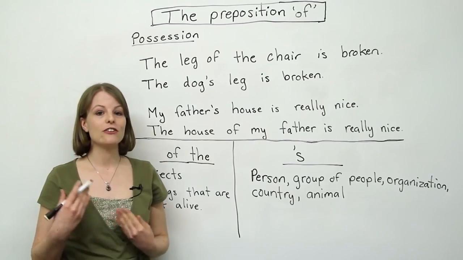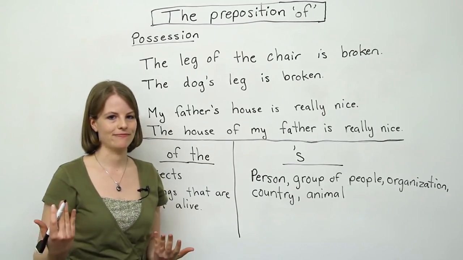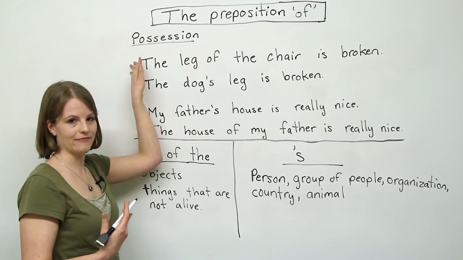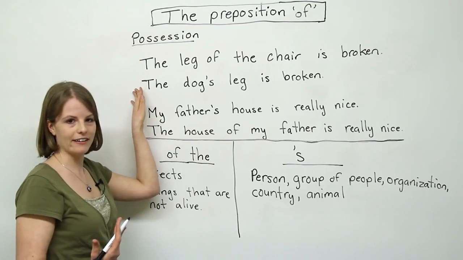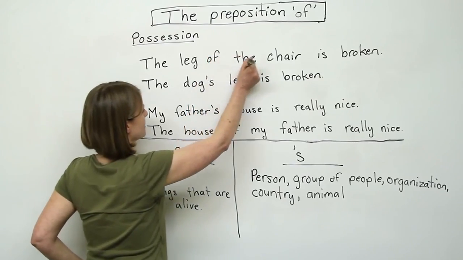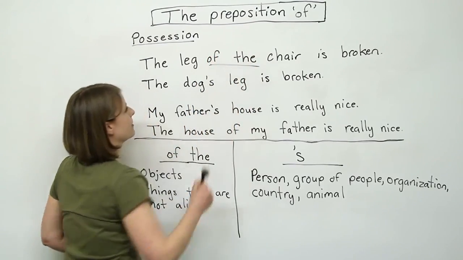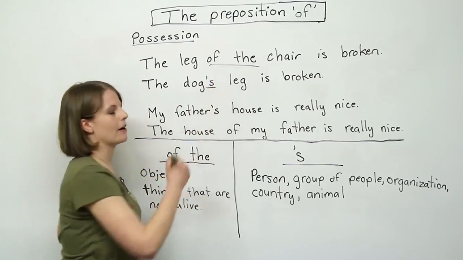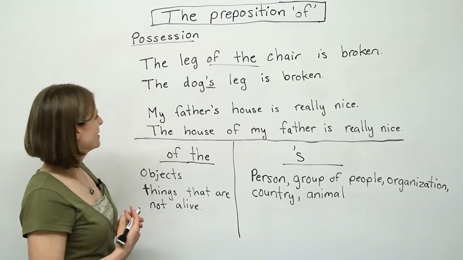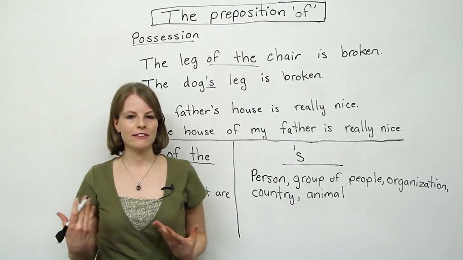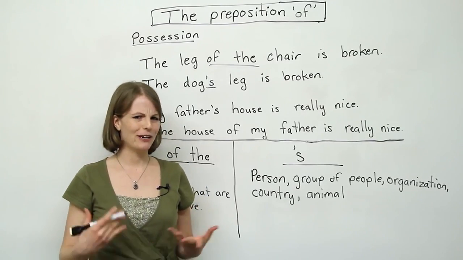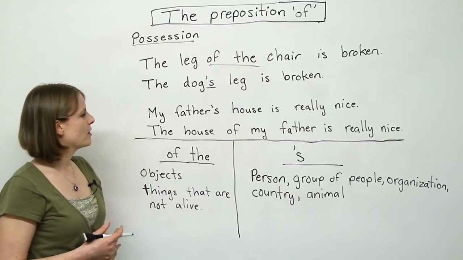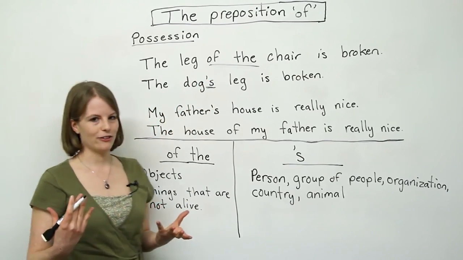In English, these are the 2 ways to show possession. By possession, I mean, whose leg is it? It's the chair's leg. Whose leg is it? It's the dog's leg. So the first way is by using of the. The second way is just using apostrophe s. So for a lot of students, this becomes difficult and confusing because they think, when do I use apostrophe s? When do I use of the? Well, it's quite simple actually.